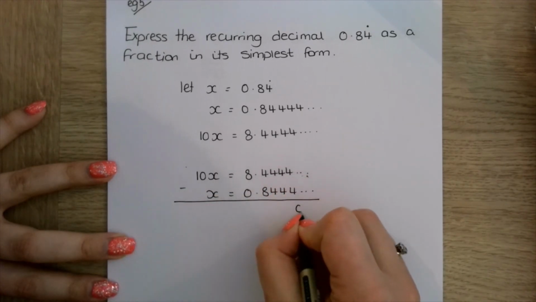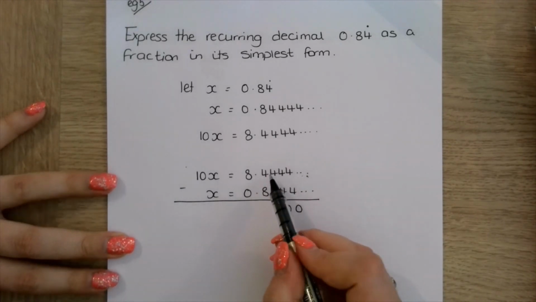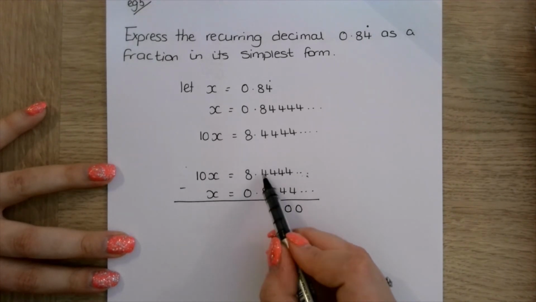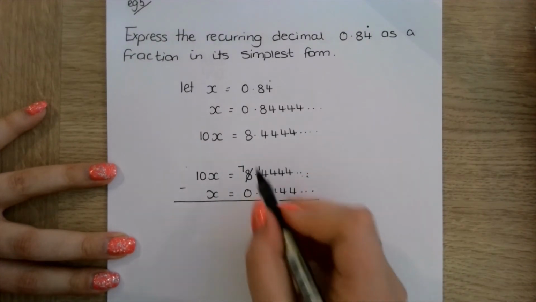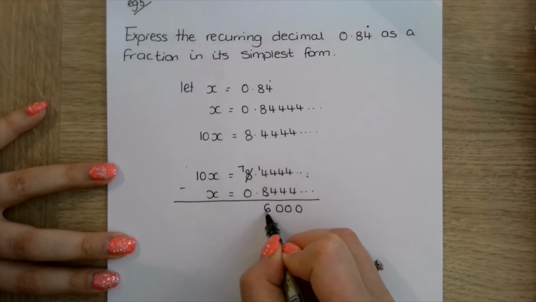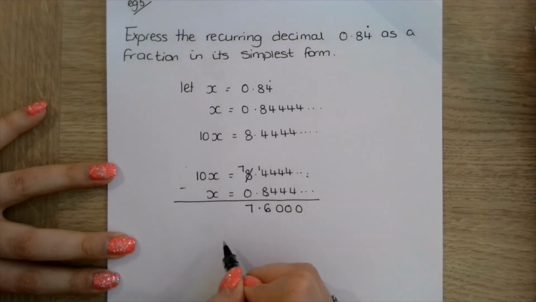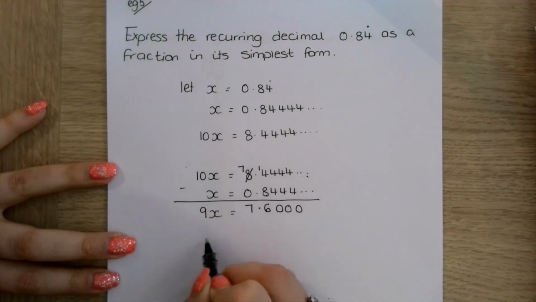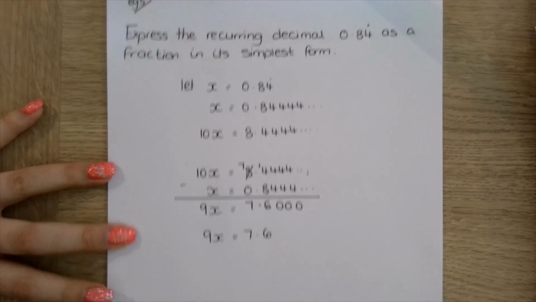4 take away 4 is 0, 4 take away 4 is 0, 4 take away 4 is 0. Then watch out here, I'm doing 4 take away 8, not 8 take away 4. So 4 take away 8, I'm going to have to take from the 8 and carry. 14 take away 8 is 6. Put a decimal point in. 7 take away nothing is 7. 10x take away x is 9x. So I get 9x is equal to 7.6.